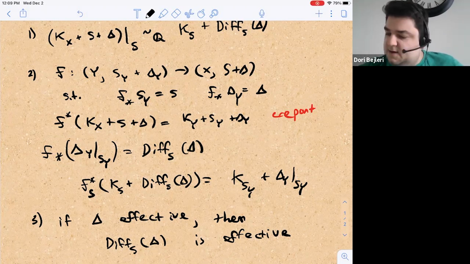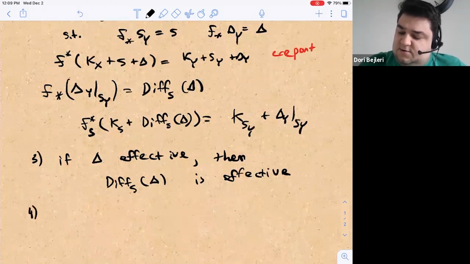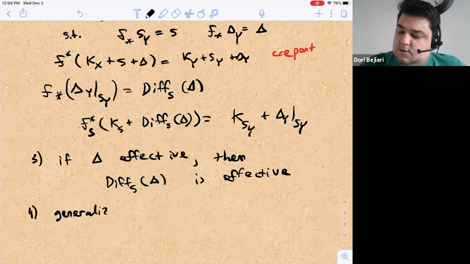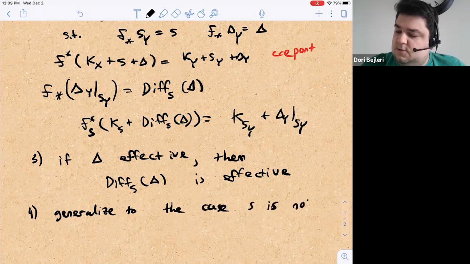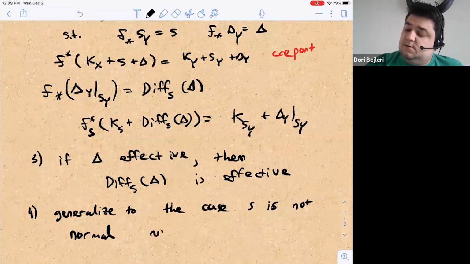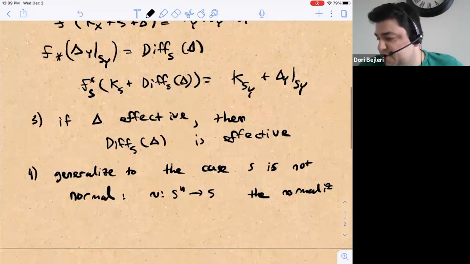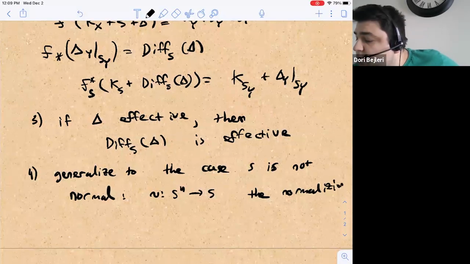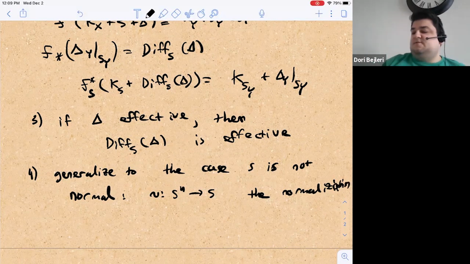And then the last part is that you can generalize to the case where S is not normal by taking the normalization, and then it's essentially the same thing, except now you have to be careful about the fact that under normalization, the canonical changes. So we also need to correct by the relative canonical of the normalization.